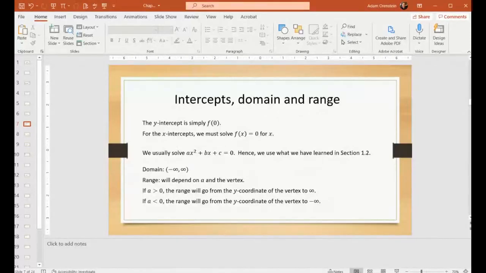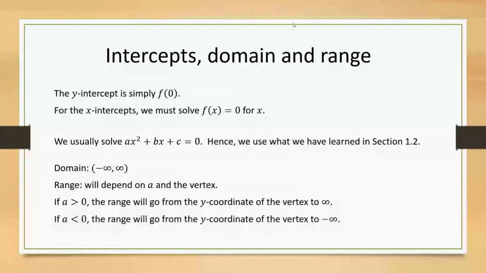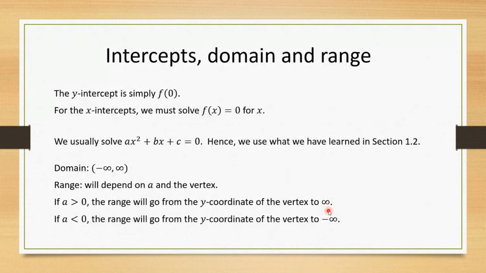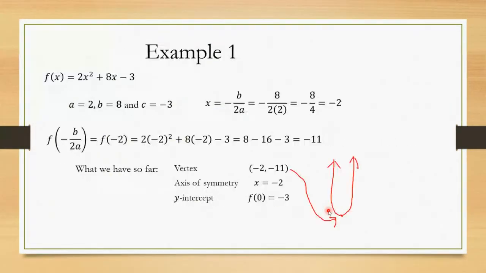That's what this slide said, right? If your A is positive, which it is for us, the range is going to be an interval from the y coordinate of the vertex to infinity. Oh, sorry, I went too fast. So in this case, the range is going to go from minus 11 to infinity. So that's what the range is.